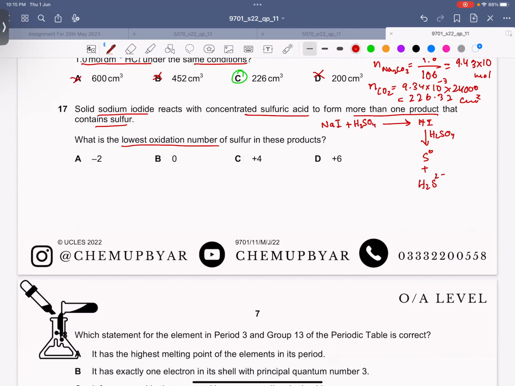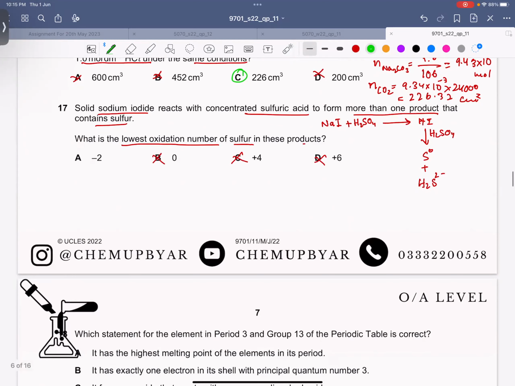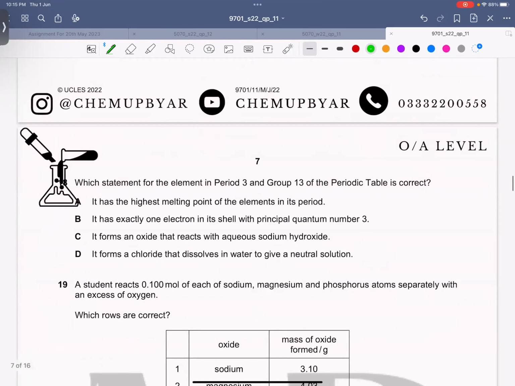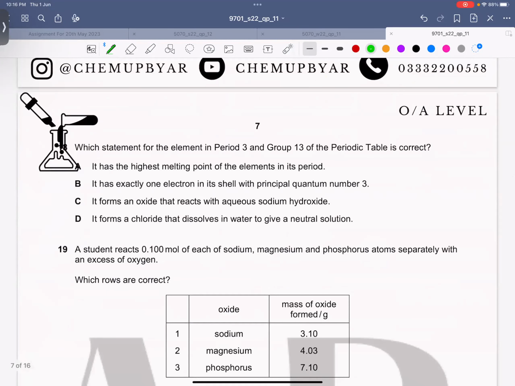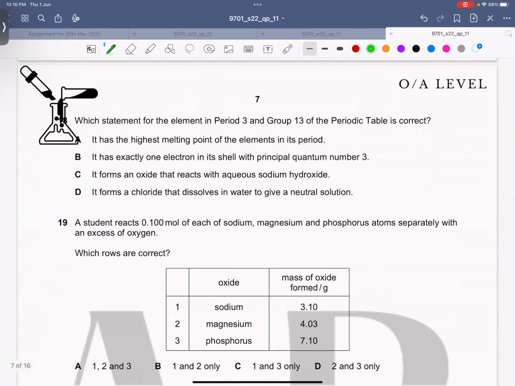So that's what they are asking. What is the lowest oxidation number of sulfur in these products? So B, C, and D go wrong because in the H2S formed, sulfur has a -2 oxidation number. So the correct answer would be A. Is this clear to everyone? If anyone has any issue, do ask.